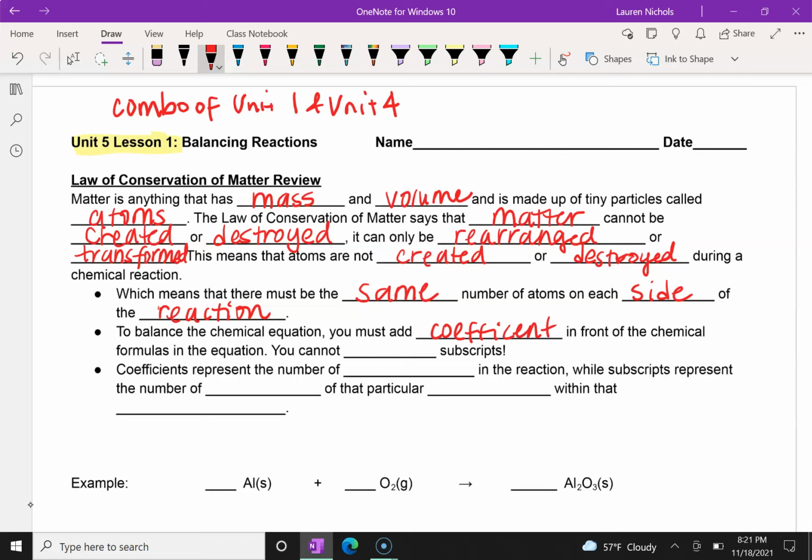To balance the chemical equation, you must add a coefficient to the front of the chemical formulas in the equation. You cannot change the subscripts, because remember in Unit 4 we learned that when you're writing the formula for an ionic compound, those subscripts are based on being able to balance the positive and negative charges between the cations and the anions. And so our coefficients represent the number of molecules that are in the reaction, while the subscripts represent the number of atoms of that particular element inside that molecule.